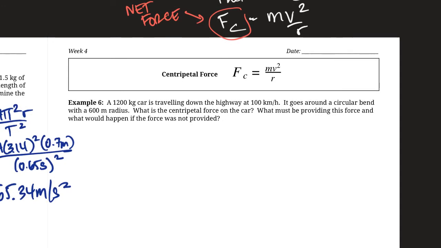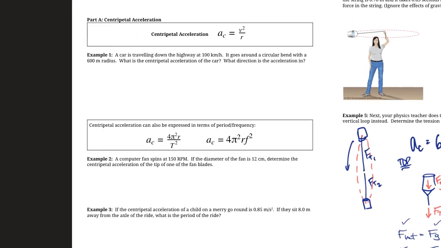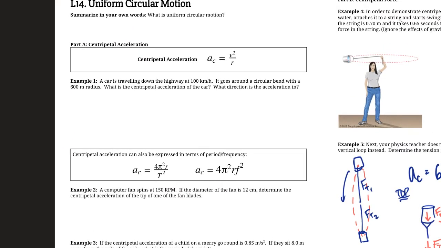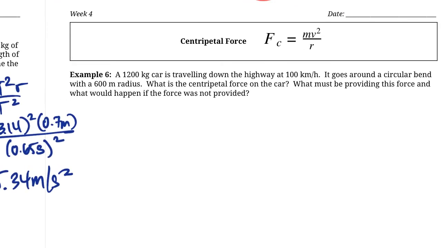So a 1,200 kilogram car is traveling on a highway at 100 kilometers per hour. It goes around a circular bend with a 600 meter radius. You should realize this is a very similar question to the one we did back here on this page, example 1. Same question, but now we want to know the force, right? So we have a car traveling down the road, and let's just draw a quick sketch again of this.